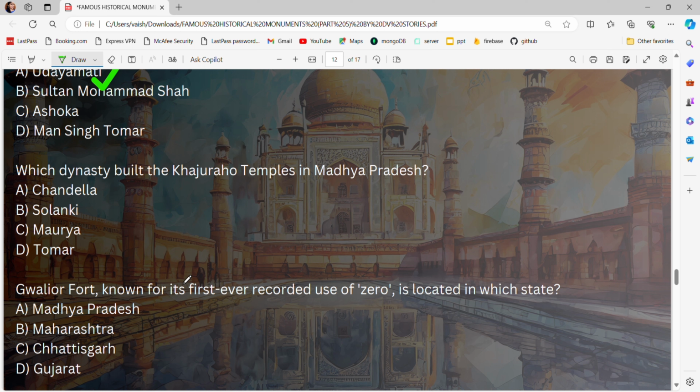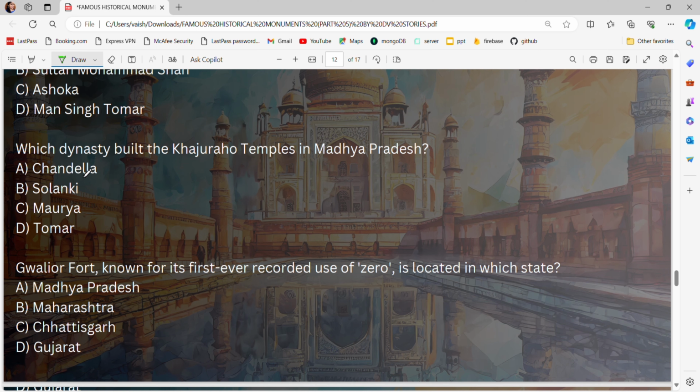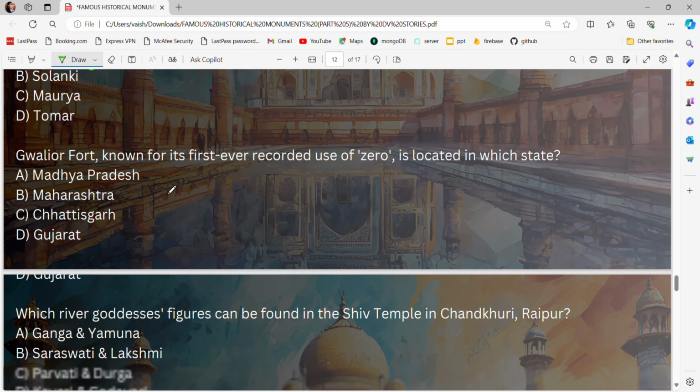Next, which dynasty built the Khajuraho temples in Madhya Pradesh? Here the options are Chandela, Solanki, Maurya, Tomar. Here the answer is Chandela.